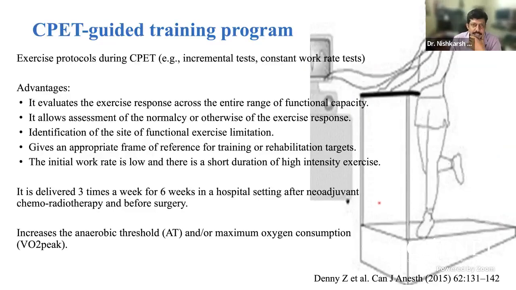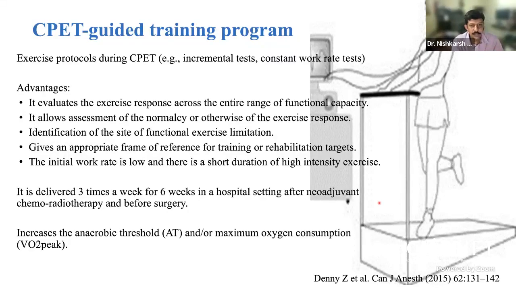Now we have CPET guided training programs also. So we have exercise protocols during CPET. CPET is a machine which assesses your cardiac and respiratory parameters at the same time. As anesthesiologists, we know that in isolation, the respiratory and cardiac systems are not as important as when they are working together in tandem, because they compensate for each other. So this is a good device which allows us to assess both functions in a dynamic situation. It evaluates the response to exercise across the entire range of functional capacity.